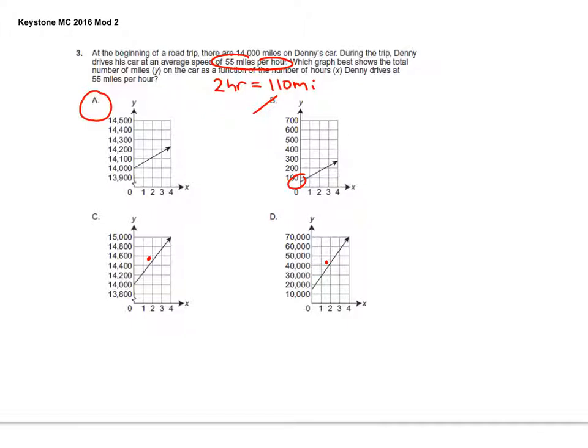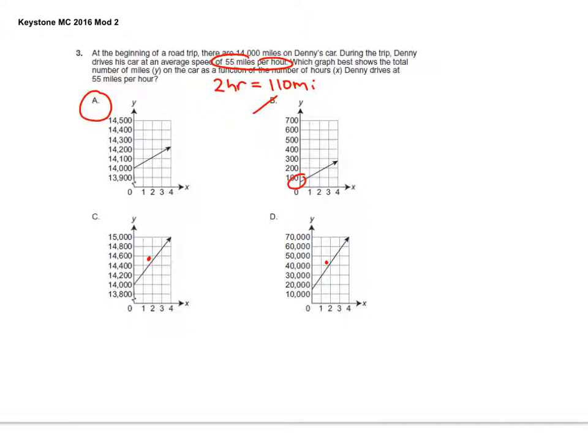Question 3, they give you a lot of information. They tell you how many miles are on Denny's car, meaning that's what his odometer is reading, and they tell you that he's driving 55 miles per hour. When you look at his graph, it is a little bit harder to read. So I remembered that if it's 55 miles per hour, that means in 2 hours it's 110 miles. Seeing that he has 14,000 miles to start with, that eliminated B very quickly.